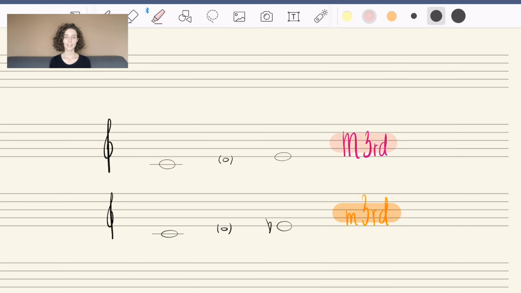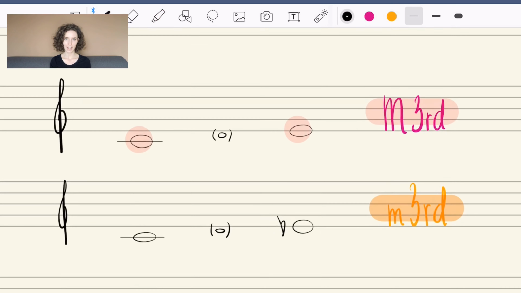The first is the numerical size of the interval, and the second thing is the quality of the interval. Let's take a look at an example. We have two notes, C and E. What is their numerical size?